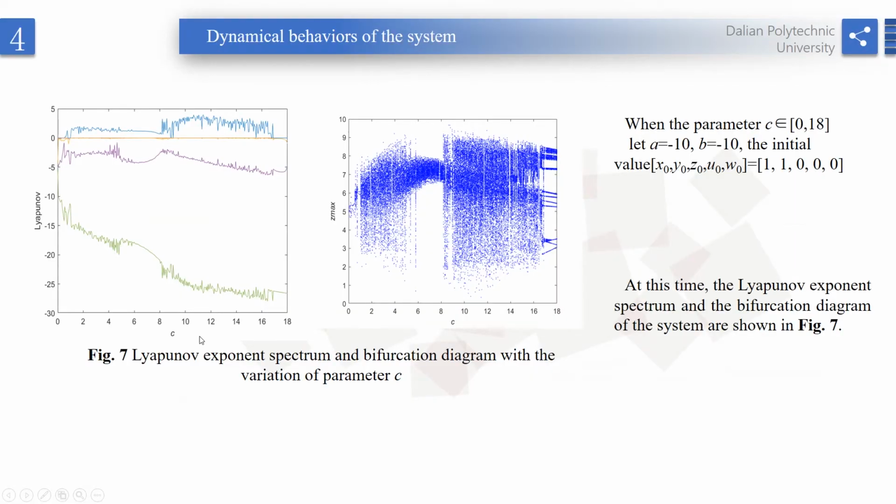This is the Lyapunov exponent spectrum and bifurcation diagram with the variation of parameter C. When the parameter C is from 0 to 18, let A is equal to minus 10, B is equal to minus 10, the initial value is 1, 1, 0, 0. At this time, the Lyapunov exponent spectrum and the bifurcation diagram of the system are shown in figure 6.